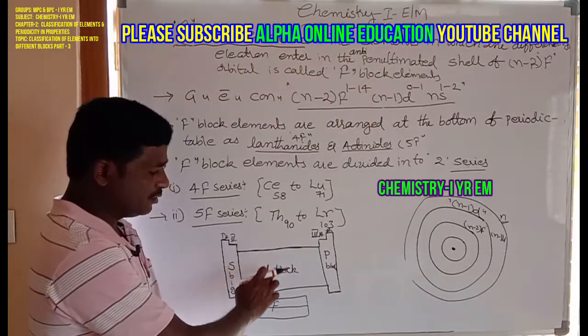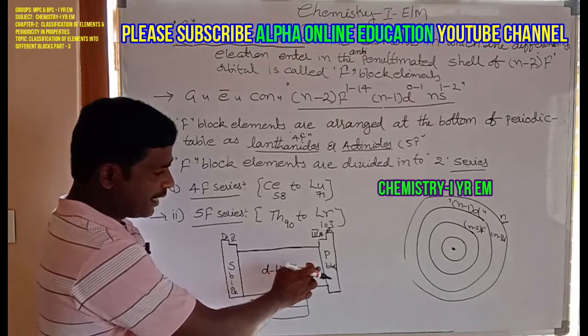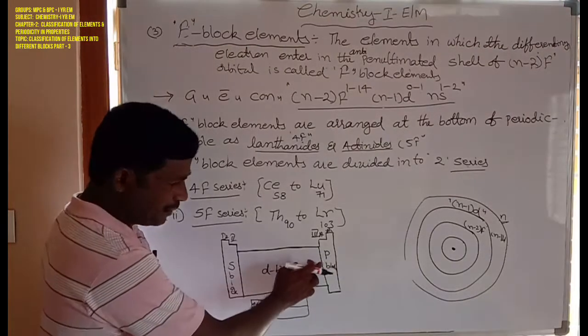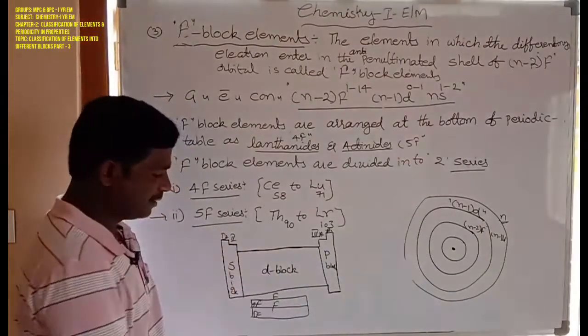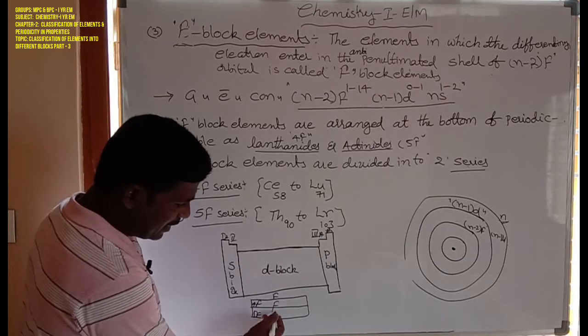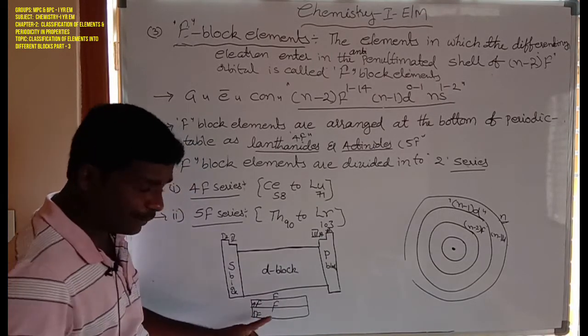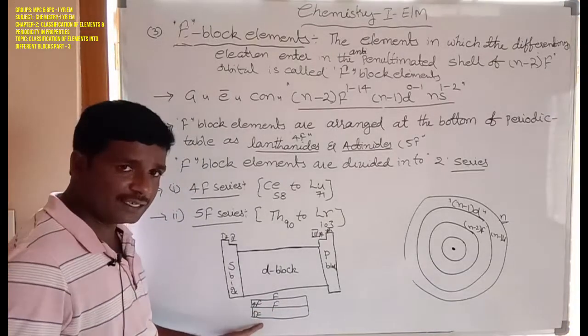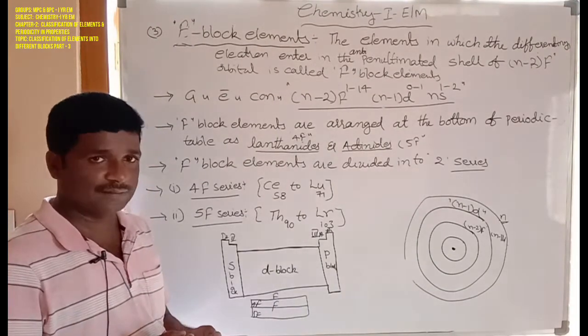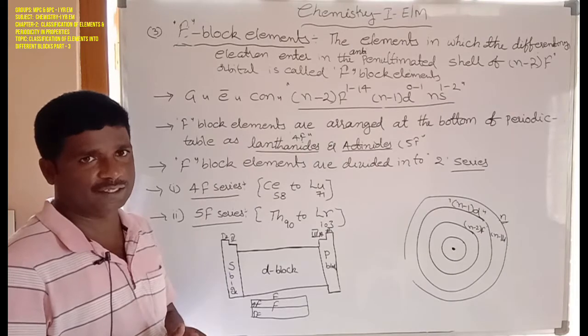The D block elements are arranged between the S and P block elements. That is the D block elements. The remaining last one, the F block elements, are arranged at the bottom of the periodic table as lanthanides and actinides. That is the classification of the elements into different blocks.